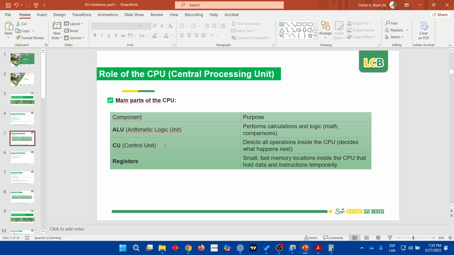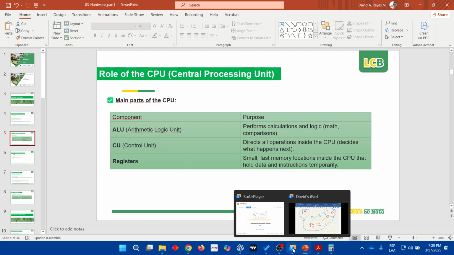Okay? It is the one that is going to say to the ALU, okay, ALU, you must multiply those numbers. Then you must compare those multiplication results. You are going to compare with this number. Okay? So that is what the control unit does. Okay? Then we have the registers. The registers are small, fast memory locations inside the CPU that hold data and instructions temporarily.